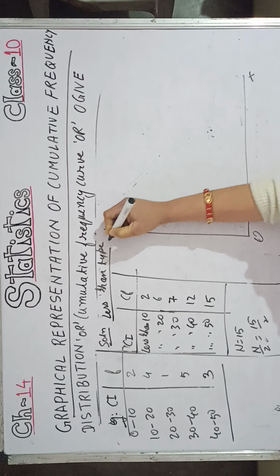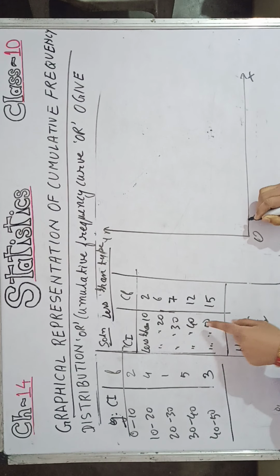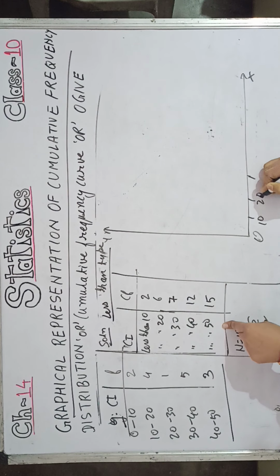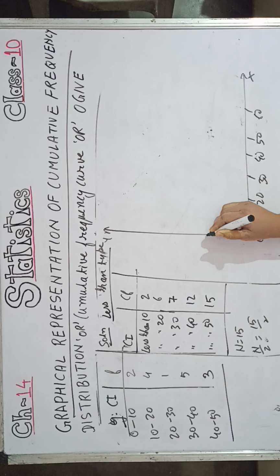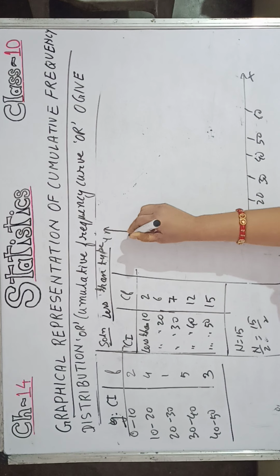X, Y, then over here 10, 20. Scale also we used to write if graphical representation is given. 40, 50, 60. Okay. Now over here smallest is 2, highest is 15. So 2, 4, 6, 8, 10, 12, then 14, and then 16.